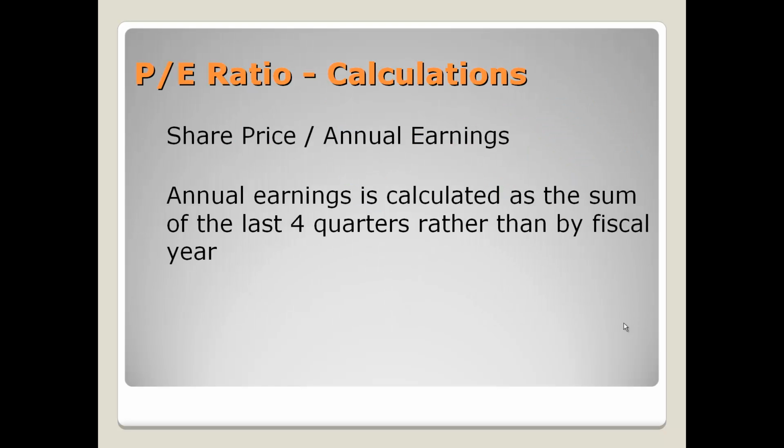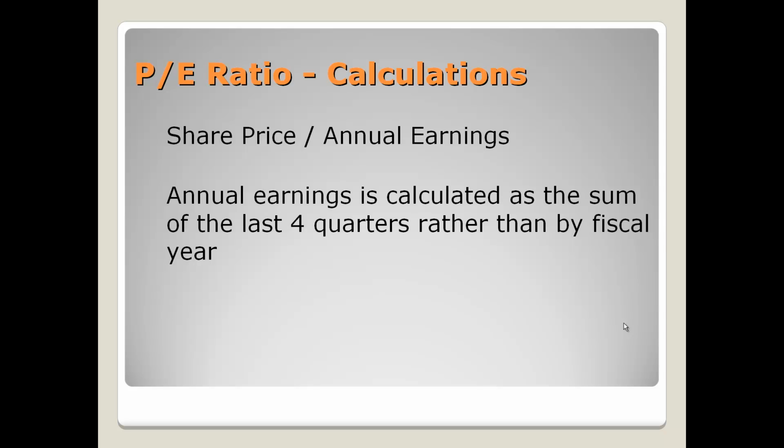So P/E ratio stands for price to earnings ratio, and it's calculated by taking the price per share and dividing it by annual earnings. So the higher the earnings per share are, theoretically the lower the P/E ratio is going to be. And annual earnings is calculated as the sum of the last 4 quarters rather than by fiscal year. So every quarter when a company reports its earnings, the P/E ratio will update accordingly on common sites like Google or Yahoo Finance.